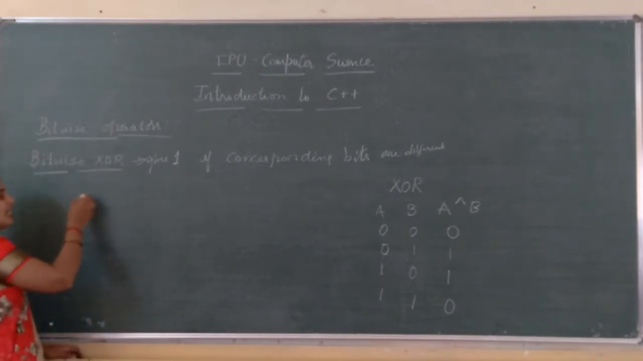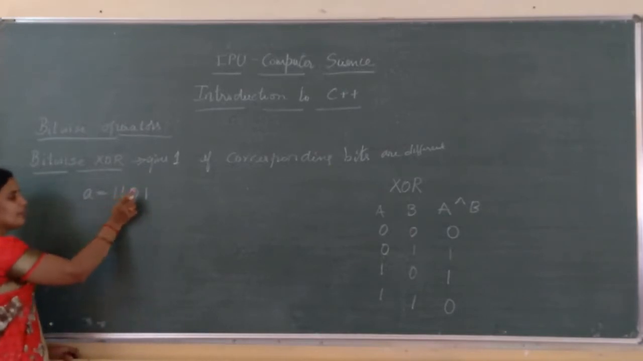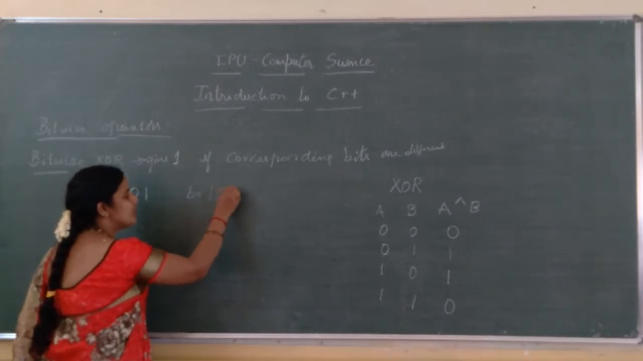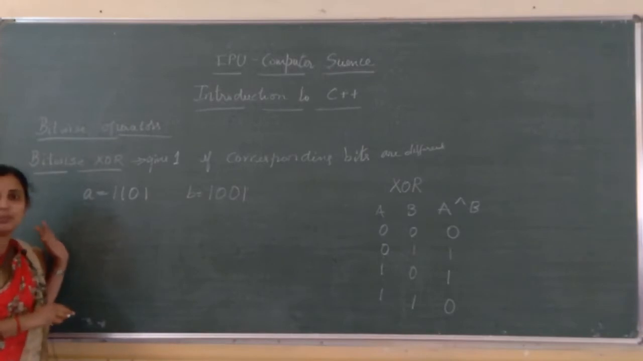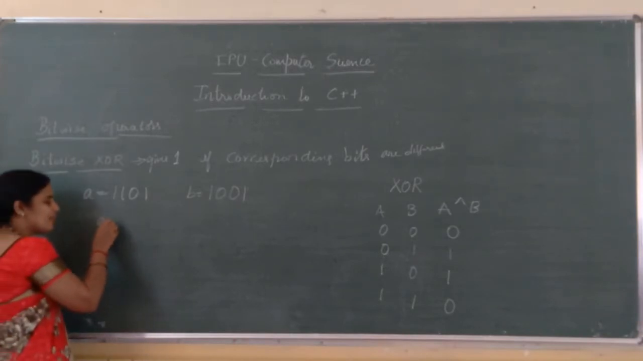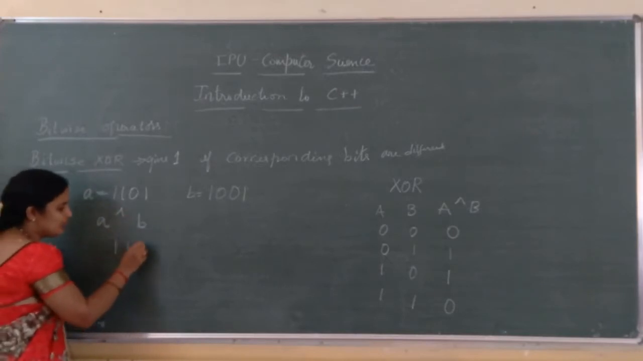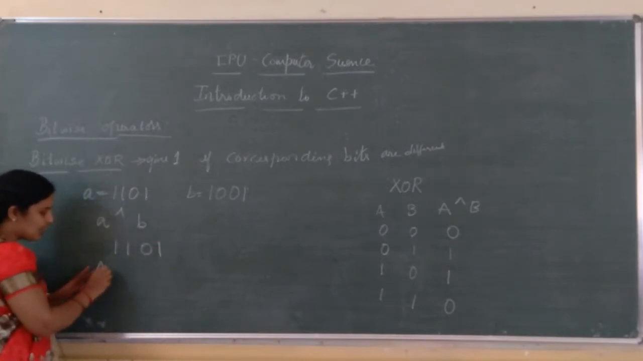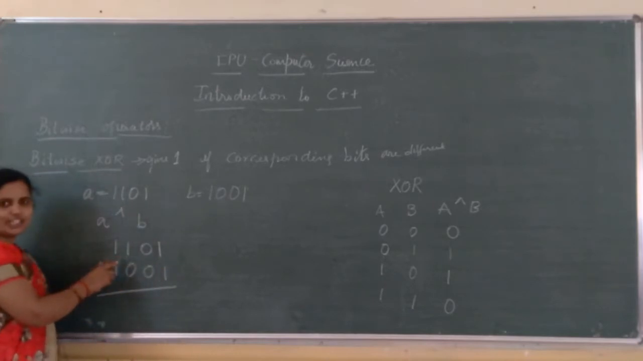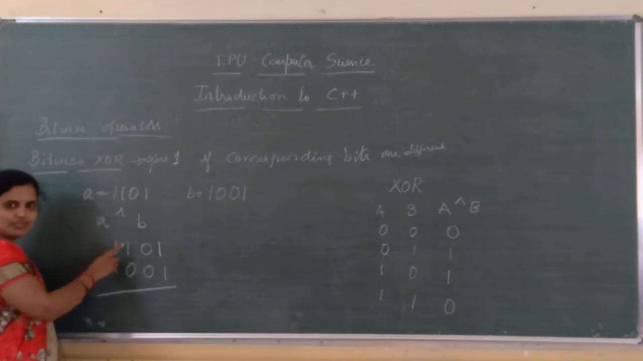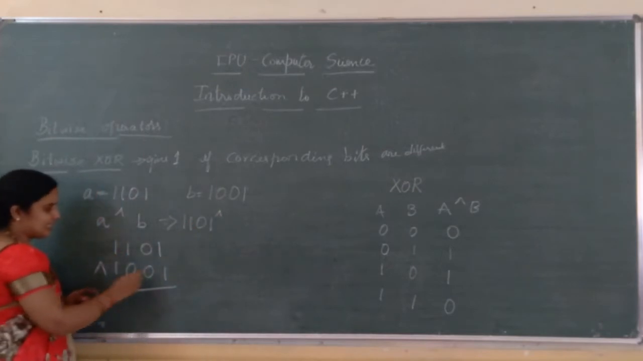Next, I will consider a simple example. A is equal to 1 1 0 1, B is equal to 1 0 0 1. Here we are performing bitwise XOR, A XOR B. I will write A as 1 1 0 1, XOR operation, B as 1 0 0 1, so that it is clear to you. You can even write it like this, but I am writing it this way to show you clearly.